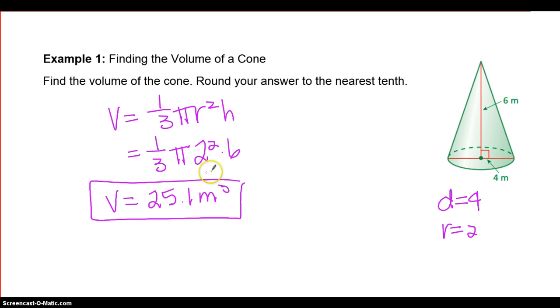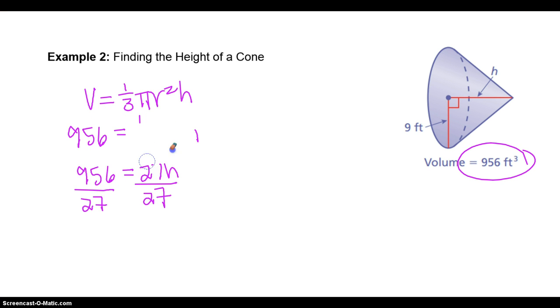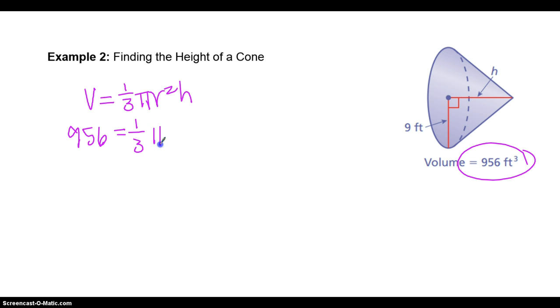Again, here I did pi 2 squared times 6, and then I divided it by 3, since that's taking 1/3 of that. Example 2, finding the height of the cone. Same thing here, volume is equal to 1/3 pi r squared h, except they give me the volume, which is 956. I messed up, I forgot pi here, so it really should be 1/3 pi r squared h, and I have 956 equals 1/3 times pi times the radius they give me, which is 9 squared times h.